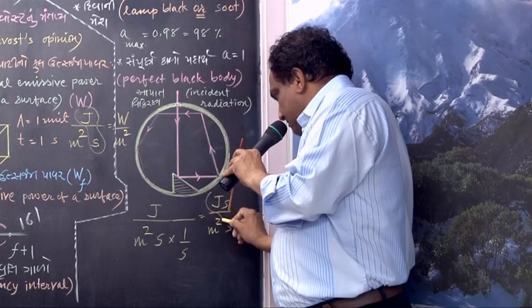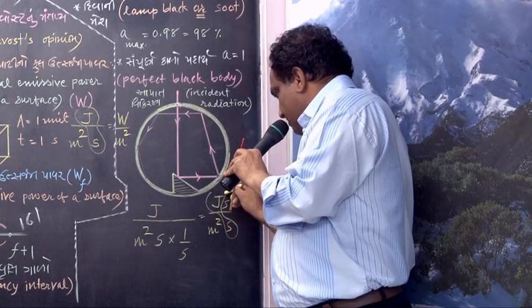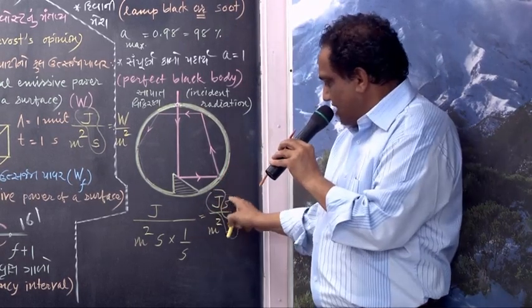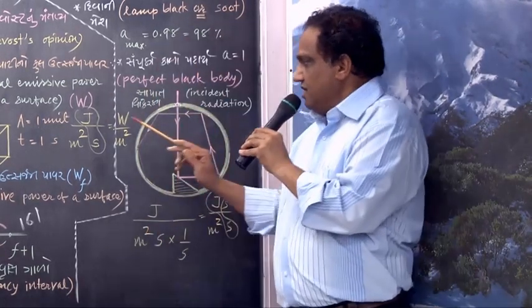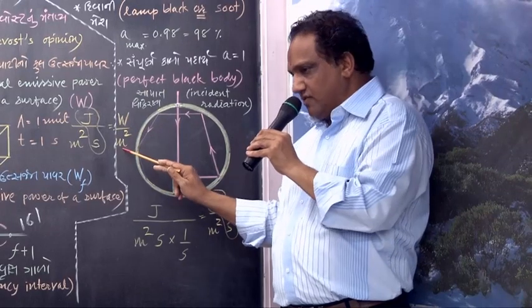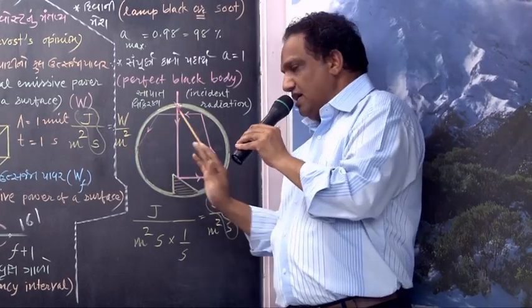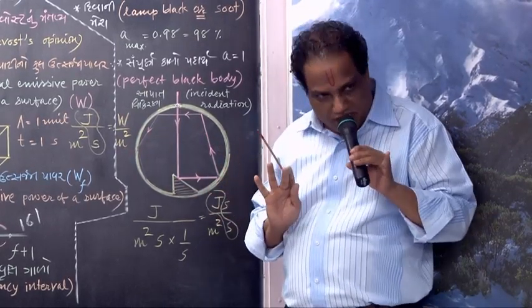What is joule upon second? Watt. So this is watt into second upon meter square. What is the unit here? Here it is only watt upon meter square, and here it is watt into second upon meter square. Got it?